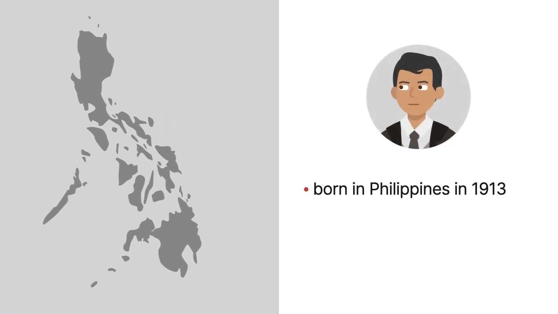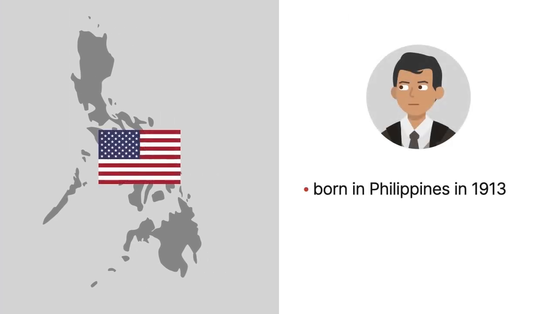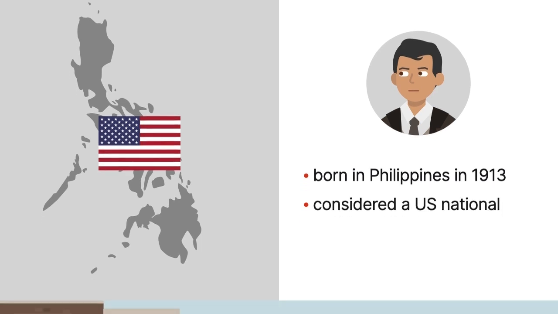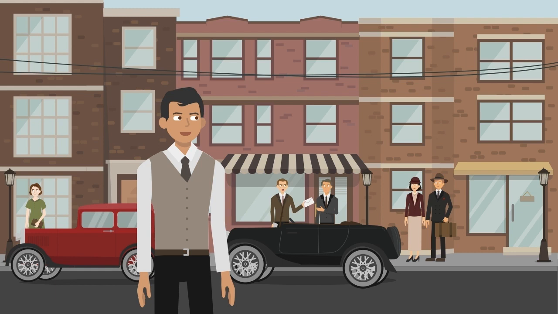Mr. Gonzales was born in the Philippine Islands in 1913. At that time, the Philippines was a U.S. territory, so Gonzales was considered a U.S. national. In 1930, Gonzales traveled to California. He resided within the continental United States thereafter.